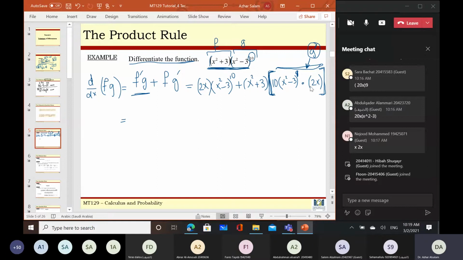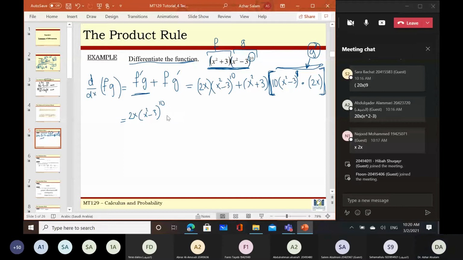Okay, I can stop here actually, since I have differentiated all the components of the function, but I have to simplify my answer. First one, of course, I can't multiply 2x inside this since this is to the power 10. So I will leave that as it is. It will be 2x multiplied by (x squared minus 3) all to the power 10.